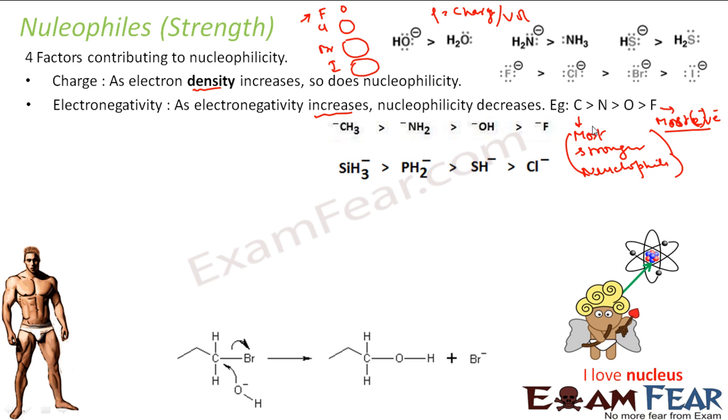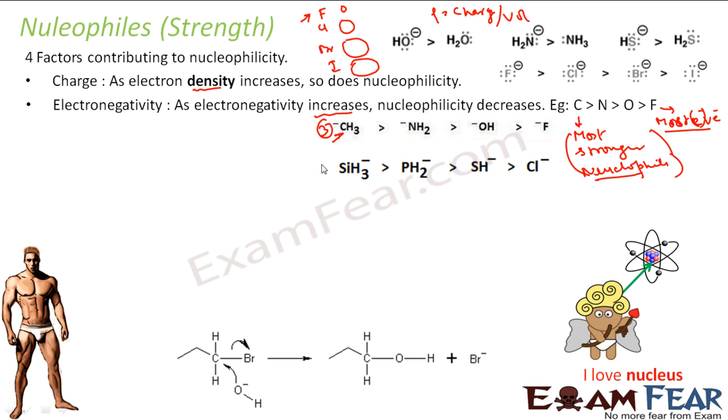Since it is okay to give electrons, it is a good nucleophile, because a nucleophile is nothing but the one which gives electrons. Why? Because the nucleophile is one which loves the nucleus, and the nucleus says I want electrons. So if you want to love me, you have to give me electrons. So a nucleophile is the one which gives electrons. If you see, CH3 minus is a stronger nucleophile than NH2 minus, then OH minus, and so on. Similarly, if you take this particular period, SiH3 minus is a stronger nucleophile than PH2 minus, than SH minus, than Cl minus.